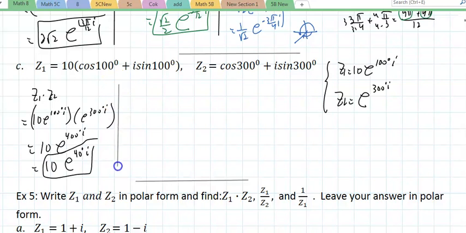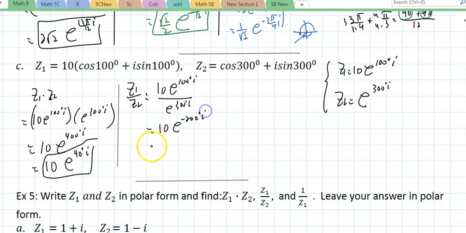With a calculator, I could figure that out if needed, except we're not allowed a calculator on this test. What if I wanted to take Z1 divided by Z2? Well, Z1 is 10 e to the 100 degrees I. Z2 is e to the 300 degree I. That is 10 e to the negative 200 degree I. I can't have the angle being negative, so add 360 to that. That's 160 degree I.